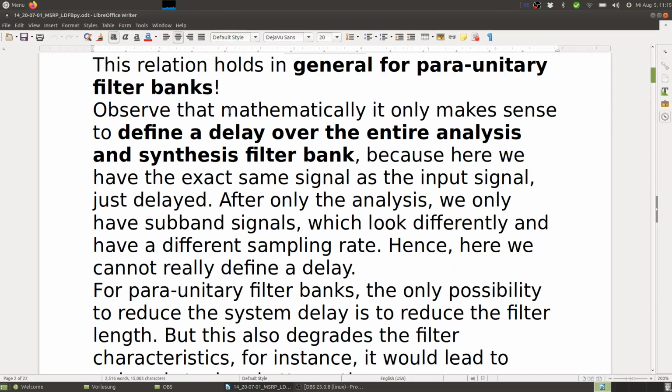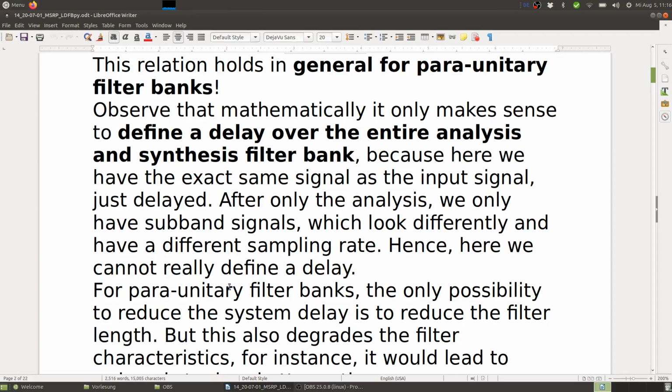Observe that mathematically it only makes sense to define a delay over the entire analysis and synthesis filter bank, because here we have the exact same signal as the input signal, just delayed. After only the analysis, we only have subband signals which look quite different and have a different sampling rate. Hence, here we cannot really define a delay, right? It's two totally different signals.